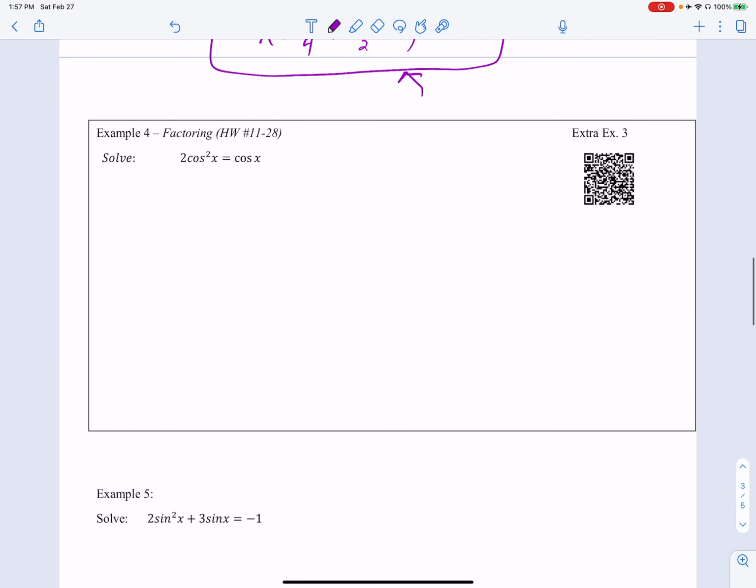All right, so another thing that we mentioned is factoring. So I have a cosine squared and a cosine x. And what you need to do on this one is move everything to the same side. Do not divide by cosine x, you will lose solutions. Move everything to one side, set it equal to 0, and then I can factor out a cosine x.